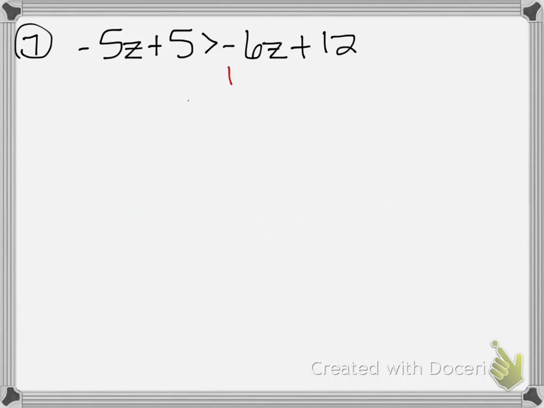We have negative 5z plus 5 is greater than negative 6z plus 12. Now remember, you treat inequalities the same way you treat equations. So we've got variables on both sides. We need to get them all together on the same side. I like for my variable to always be on the left, so I'm going to move my z term from the right to the left, which means I have to add it to both sides.